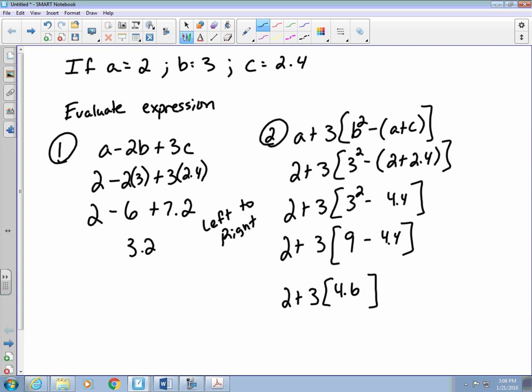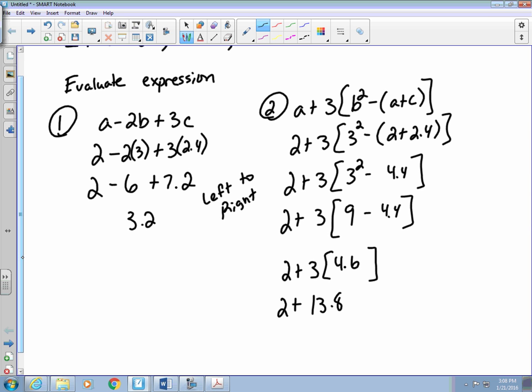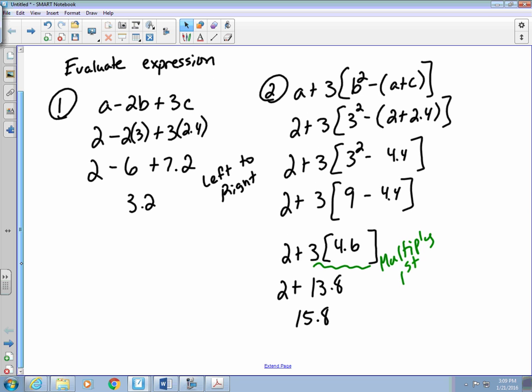Now that we know we have to multiply, the 2 plus will just come down, and a positive 3 times a positive 4.6 is 13.8, and then I just add 2 to that, and I get 15.8. Just make sure that we multiply first. Very key. Stick to the order of operations. That's the fundamental part about that problem.